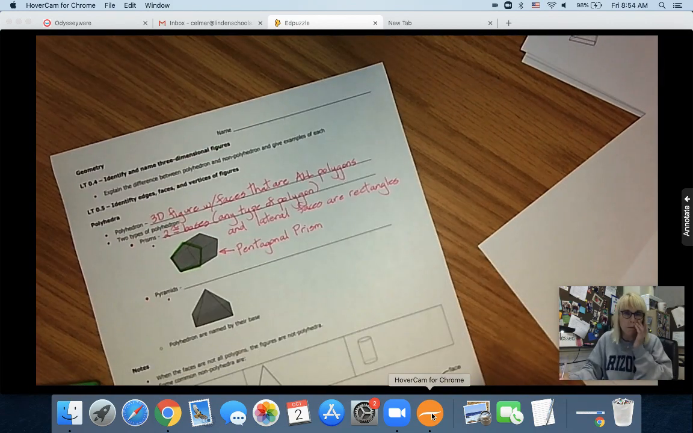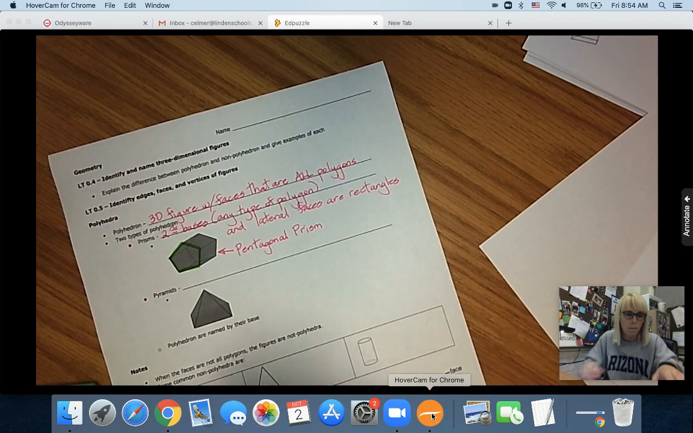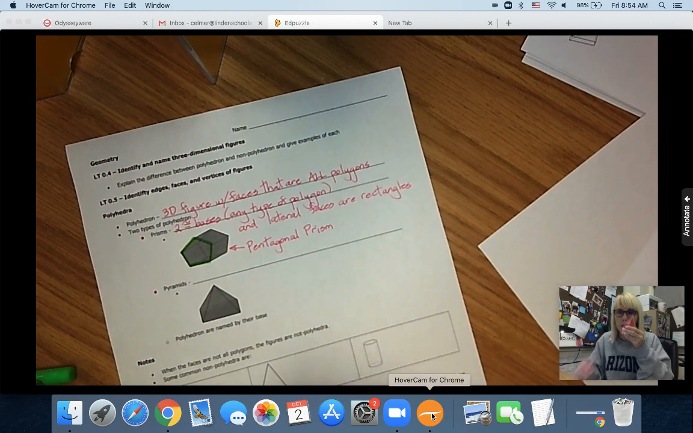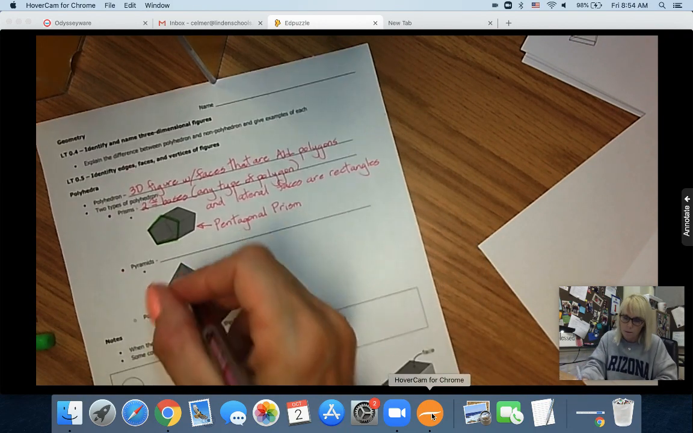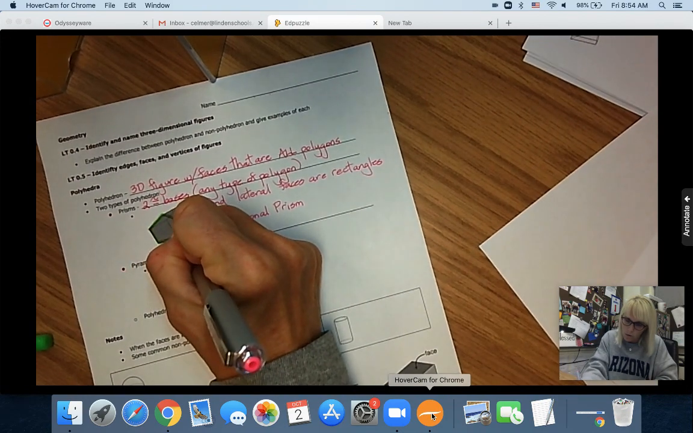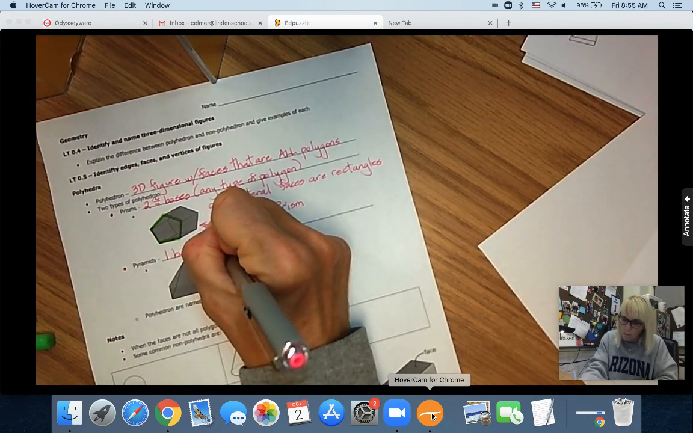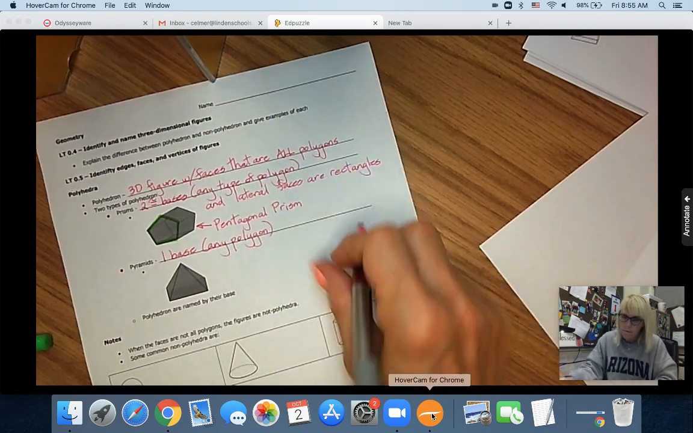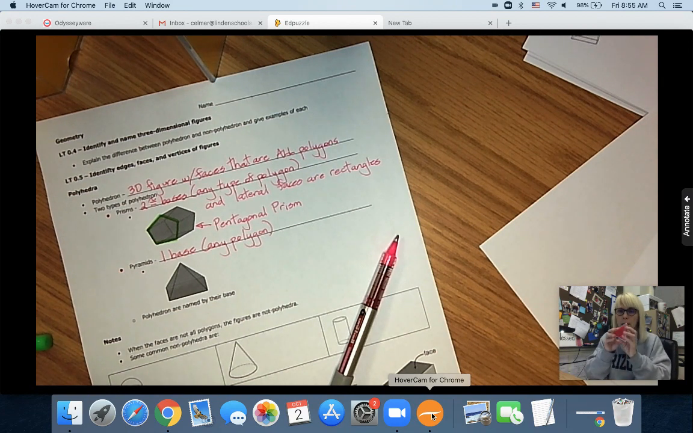Okay, and we name pyramids in a similar way, but let's define pyramids first. So a pyramid, here's a pyramid again, comes to a point, has polygon faces. A pyramid has one base rather than the two that the prism has. And that one base can be any polygon. In this case, here's a pyramid. This base is a triangle. Here is another pyramid. This base is a rectangle, right?